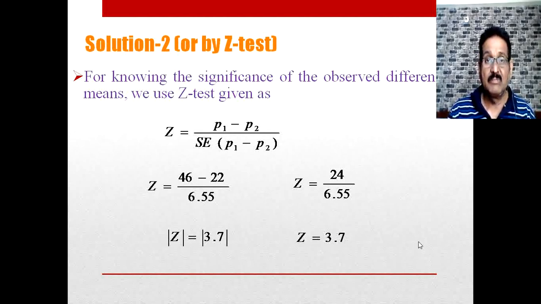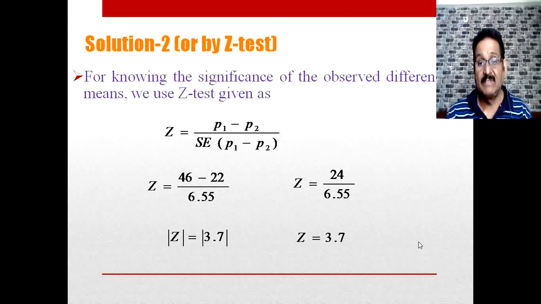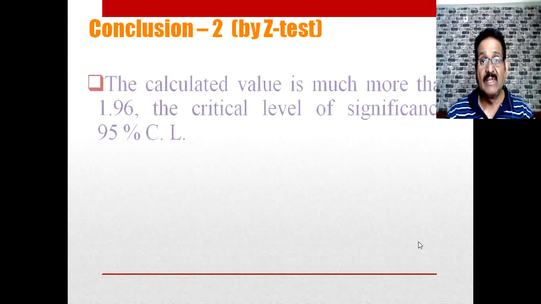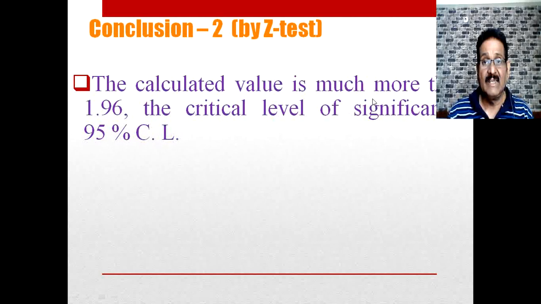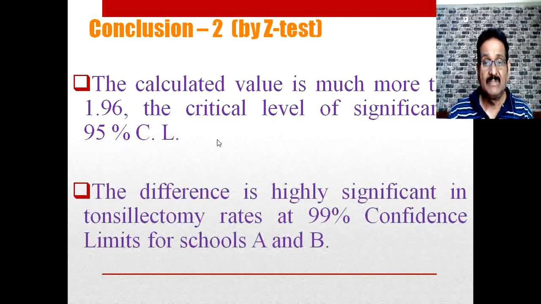So that is more than 1.96. So you can consider it significant at 95%, but the Z value is more than 2, so that indicates highly significant. So we conclude again using that test: the criterion is the calculated value much more than 1.96 at the 95% level, so it is a higher level of significance. So we can conclude the difference is highly significant in the tonsillectomy rate at the 99% confidence limit for schools A and B.